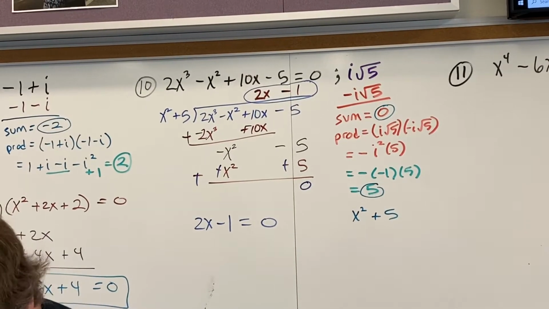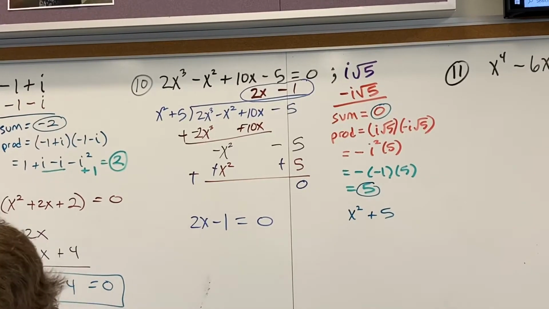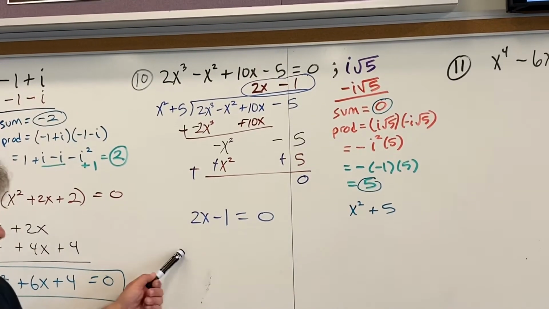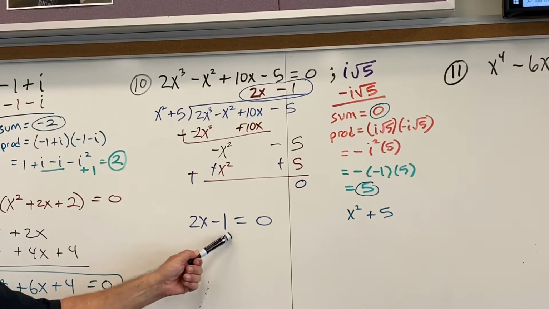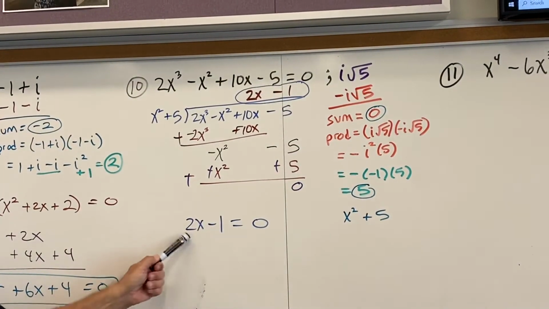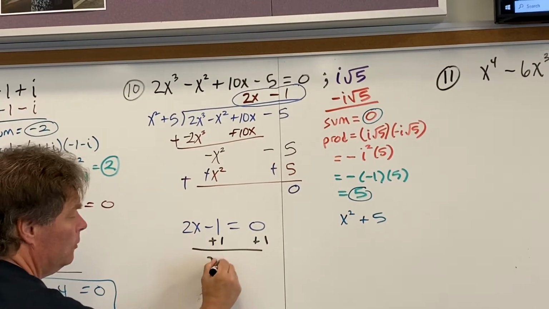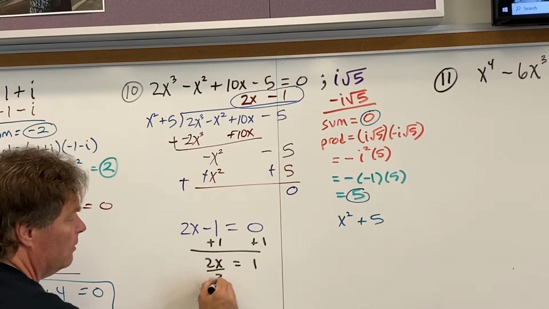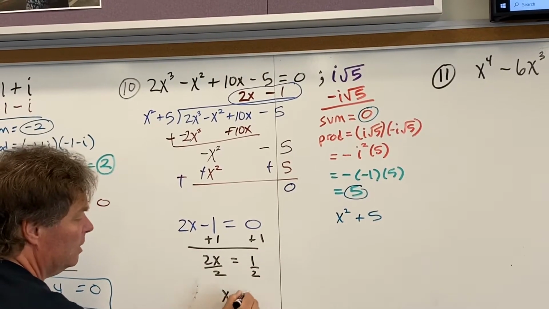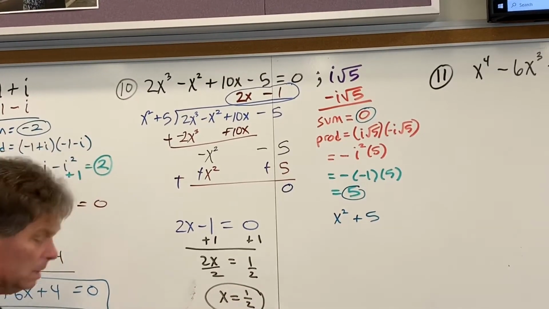So I know you guys are excited. We're going to find it out. In fact, I can tell you what that root is. It's going to be opposite this over this, positive 1/2. Watch. Add 1, 2x equals 1, divide by 2, x is 1/2. Son of a gun, can you believe it?